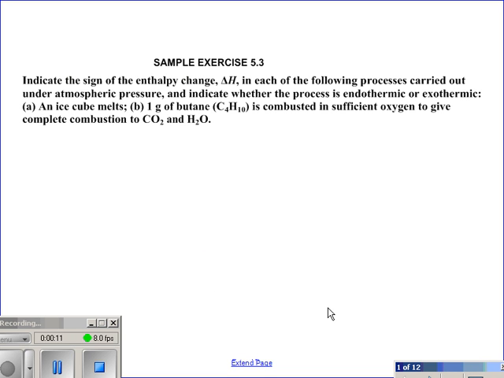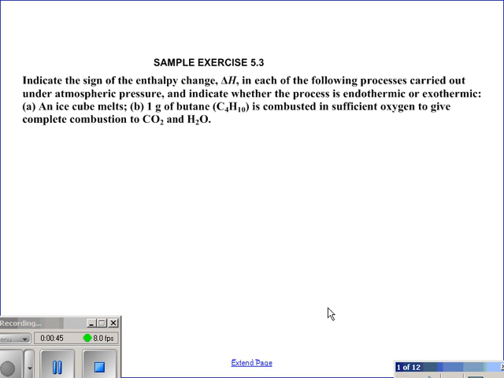Okay, guys, we are going to start out with sample exercise 5.3. And 5.3 says indicate the sign of the enthalpy change, delta H, in each of the following processes carried out under atmospheric pressure, and indicate whether the process is endo or exothermic. So A, an ice cube melts, and B, 1 gram of butane, which is C4H10, is combusted in sufficient oxygen to give complete combustion to CO2 and H2O. So simply this is saying, are these processes endo or exothermic?